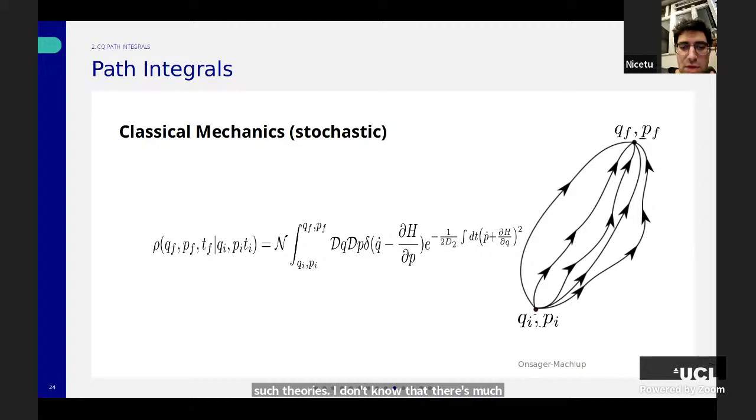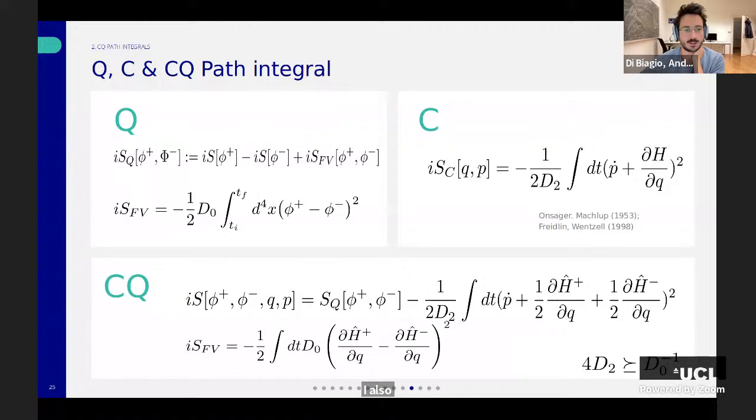Okay. I also have a quick question about the H and H hat that are appearing here, and H plus and H minus. Could you briefly say something about these? Are they the same thing?